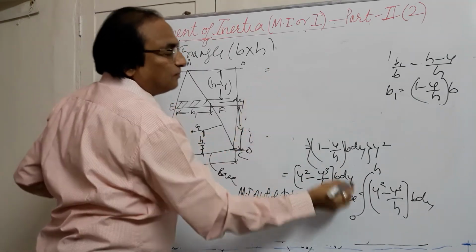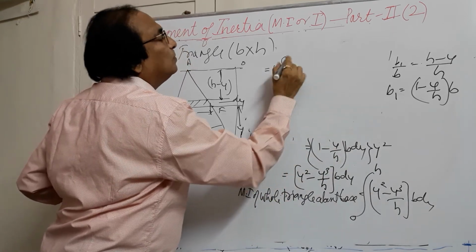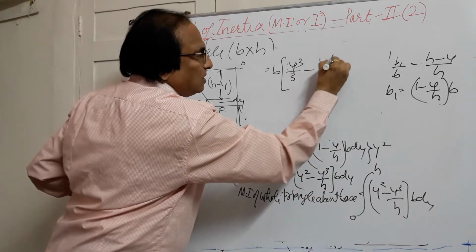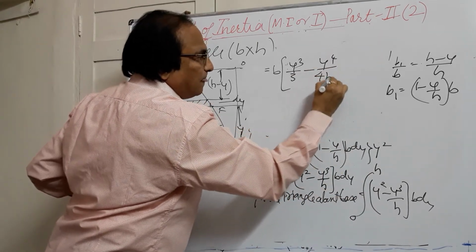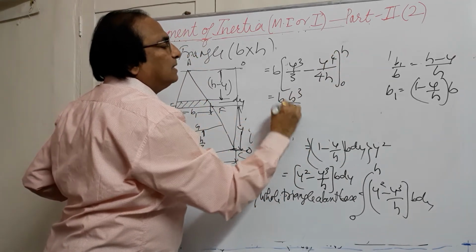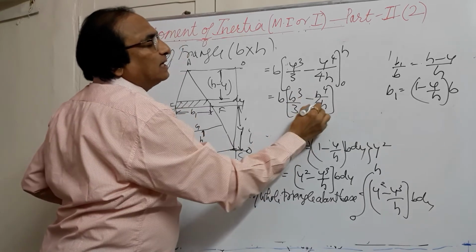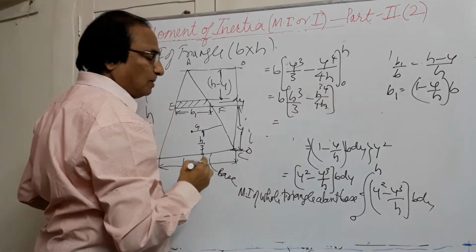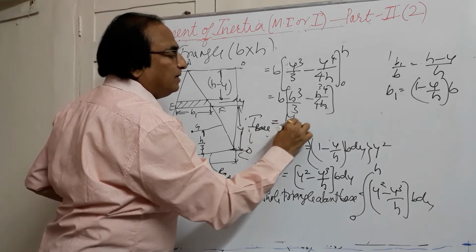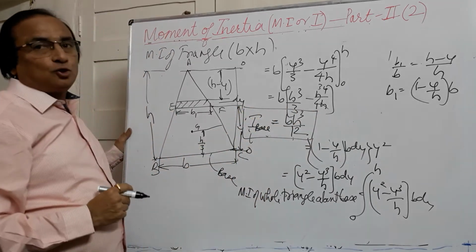b is constant here. Integration of y square is y cube divided by 3 minus y raised to 4 divided by 4h, from 0 to h. So this will be equal to b h cube by 3 minus h raised to 4 by 4h. So here h and h cube will combine. So you are left with moment of inertia about base, which is given by b h cube by 12.